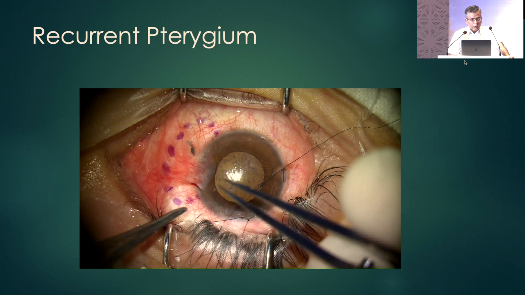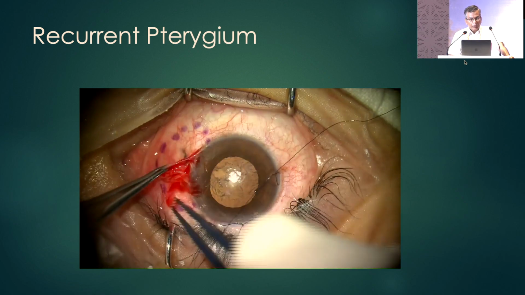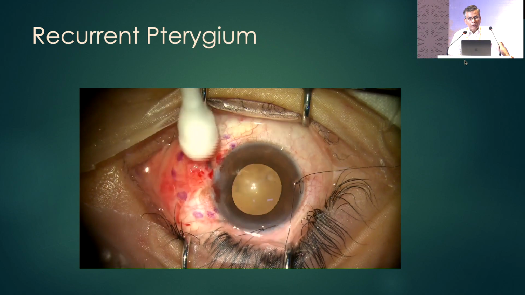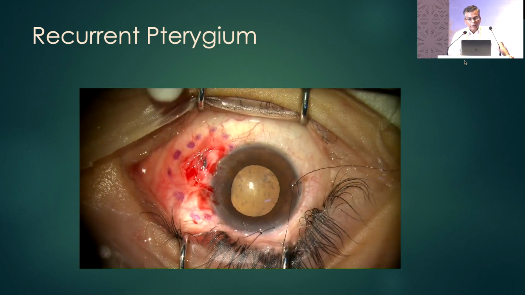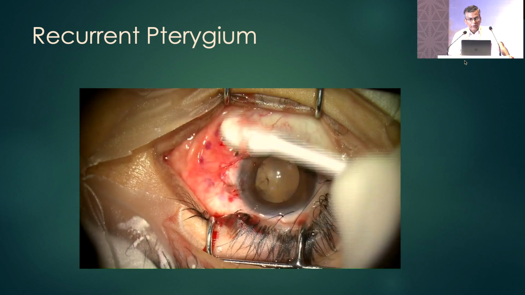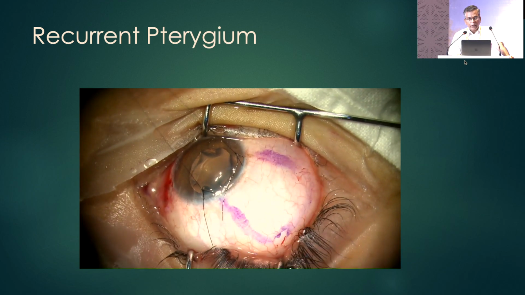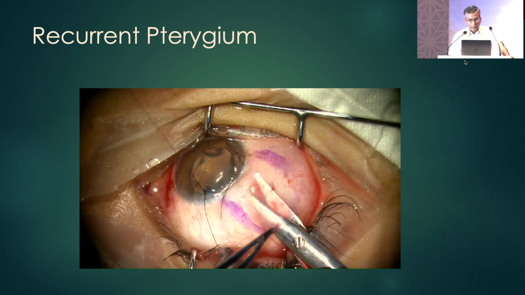As Dr. Rushad showed in this video, basically the amniotic membrane being used here was to reduce the subsequent chances of scarring and recurrence of this pterygium. So here we had basically used this as an inlay along with a conjunctival limbal autograft.